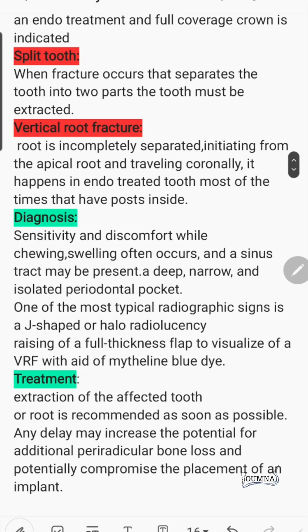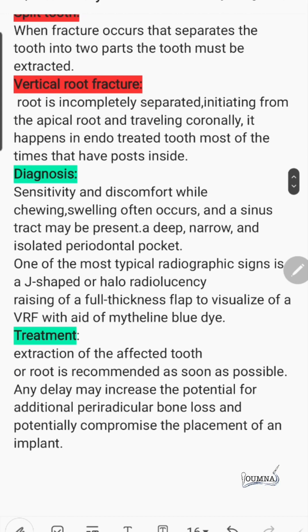The vertical root fracture: the root is incompletely separated, initiating from the apical root and traveling coronally. It happens in endo-treated teeth, most of the time those that have posts inside. The diagnosis: sensitivity and discomfort while chewing. Swelling often occurs and a sinus tract may be present. A deep, narrow, and isolated periodontal pocket. One of the most typical radiographic signs is a J-shaped or halo radiolucency. Raising a full thickness flap to visualize the vertical root fracture with the aid of methylene blue dye. The treatment: extraction of the affected tooth is recommended as soon as possible.